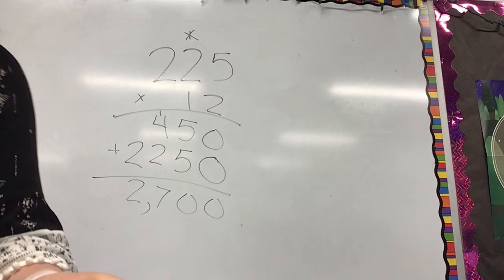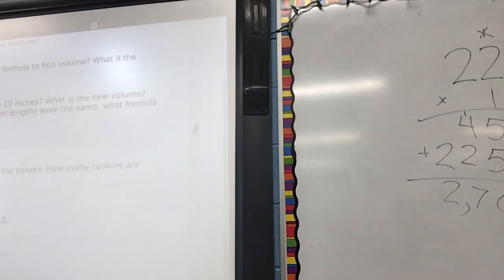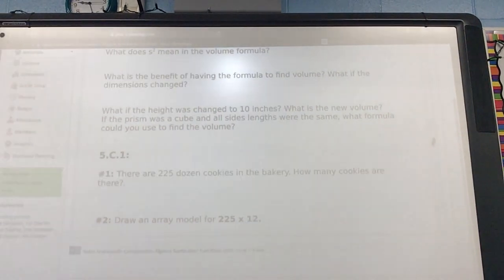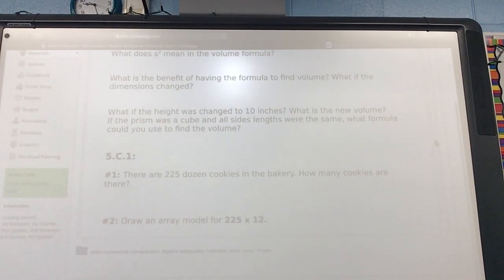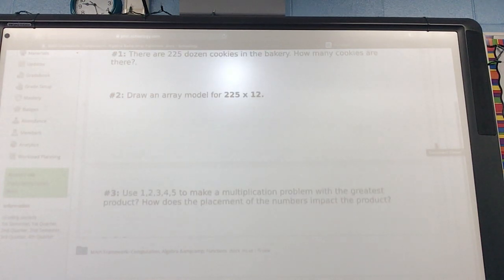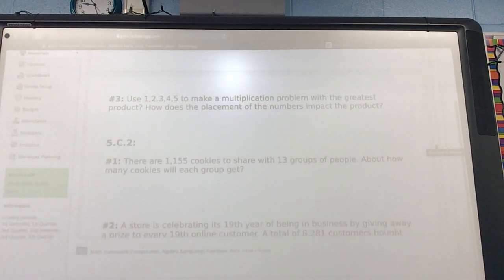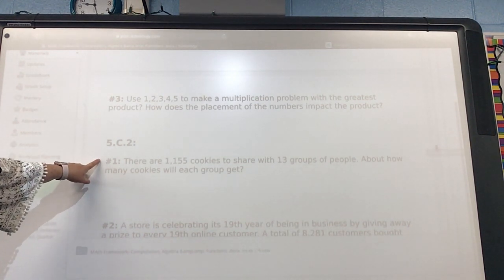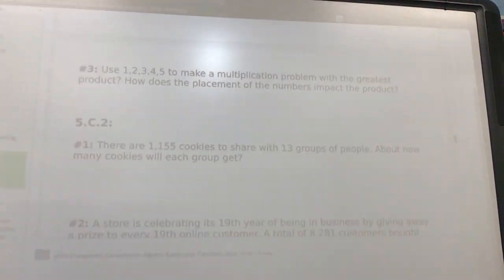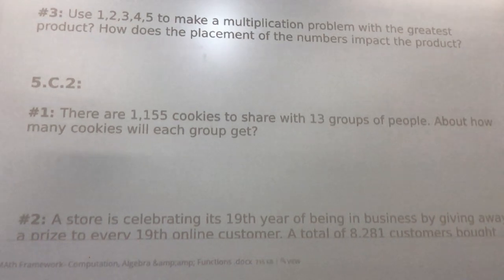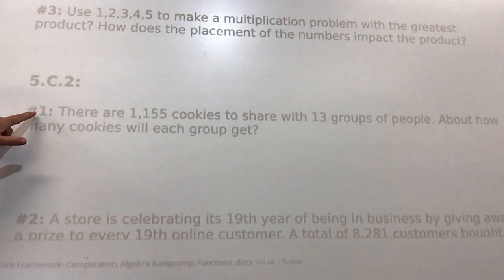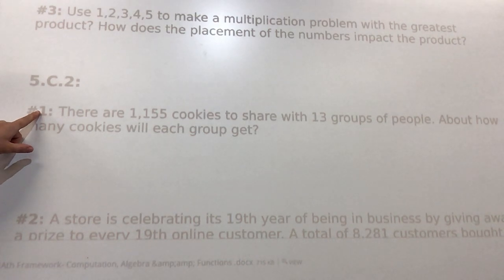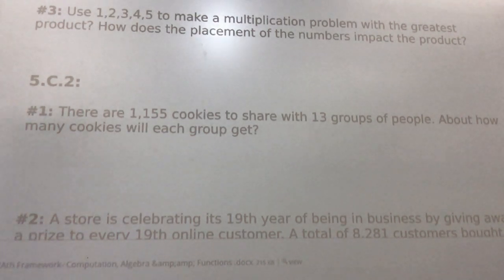All right, let's turn the page. All right, we are looking at number 1 under 5.c.2. It says that there are 1,155 cookies to share with 13 groups of people. About how many cookies will each group get? Go ahead and solve.